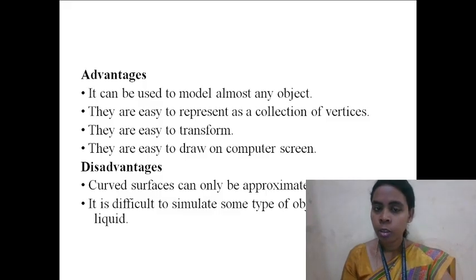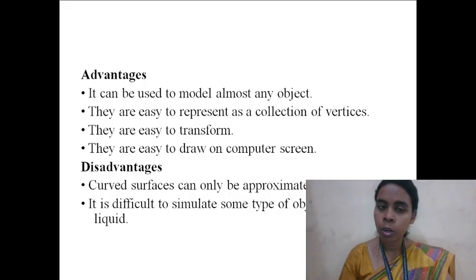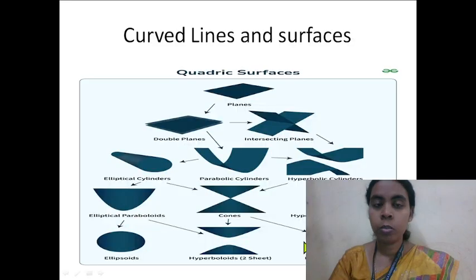Advantages of polygon surfaces: they can be used to model almost any object. They are easy to represent as a collection of vertices. They are easy to transform. They are easy to draw on a computer screen. Disadvantages: curved surfaces can only be approximately described. It is difficult to simulate some types of objects like hair or liquid.